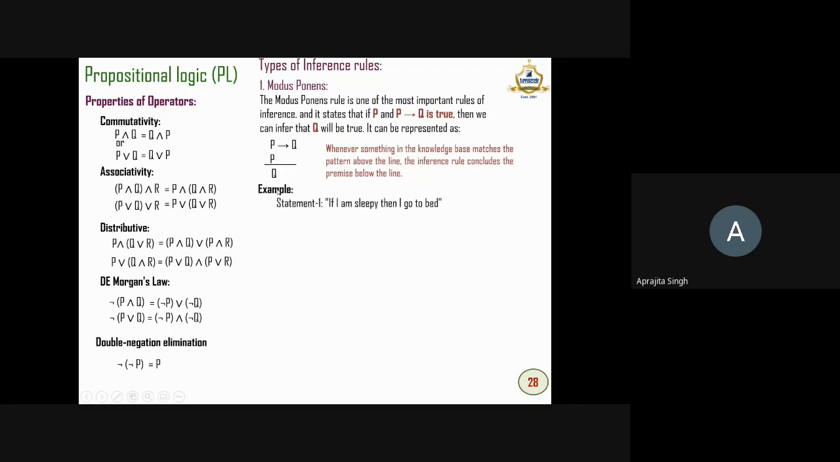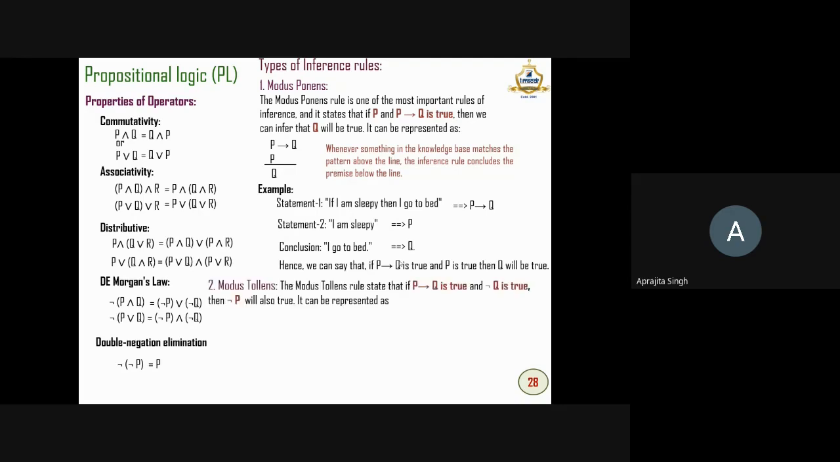For example, if I'm sleepy, then I go to bed. Okay, so that can be written like this: if I am sleepy, I go to bed. The second is P only, na, I am sleepy. Okay, P is what? I am sleepy, and Q is I will go to bed. The first case. Second is I am sleepy. So what is the inference? Conclusion क्या है? I go to bed. Okay, so that is what it is. Hence, we can say that if P leads to Q is true and P is also true, then Q will be true.